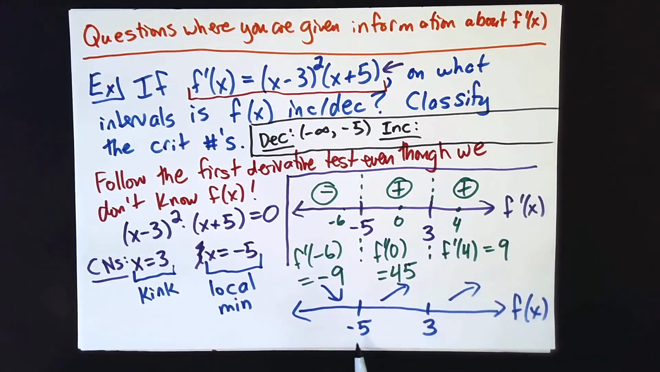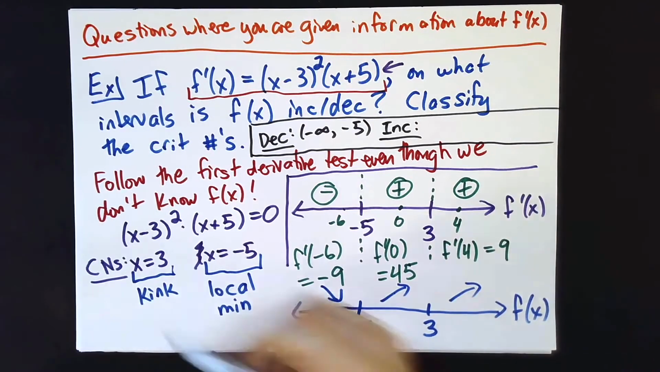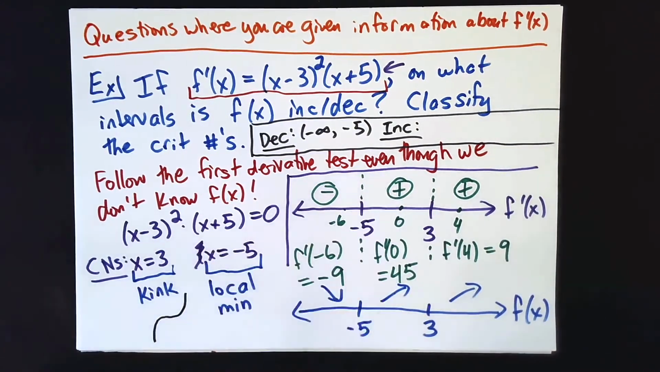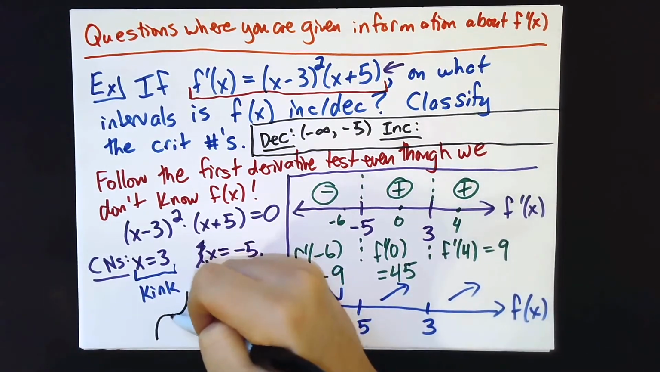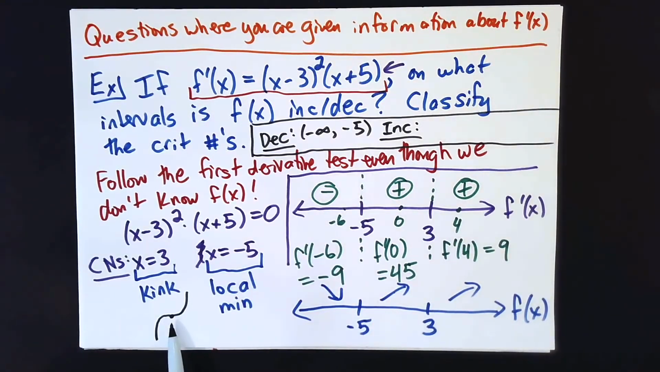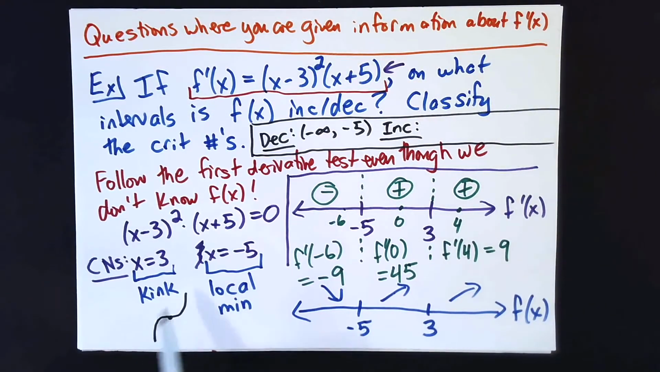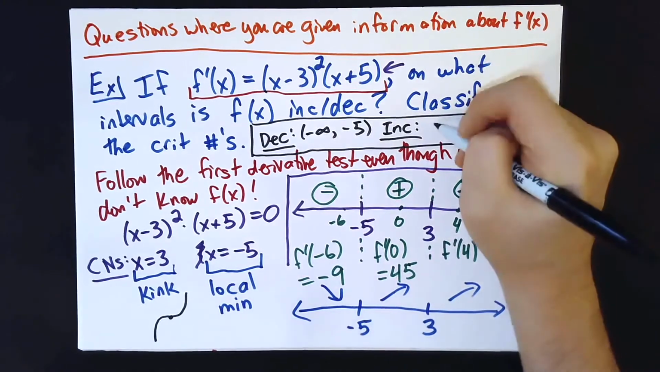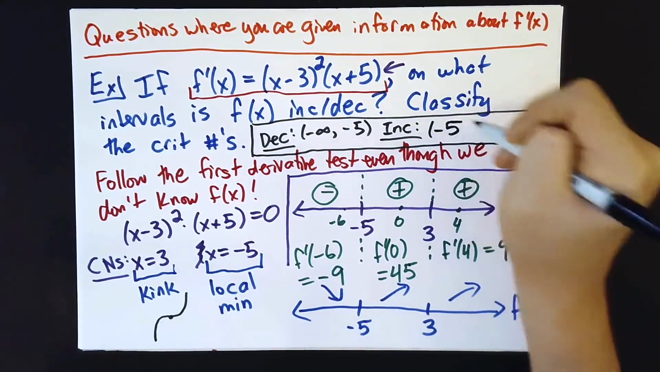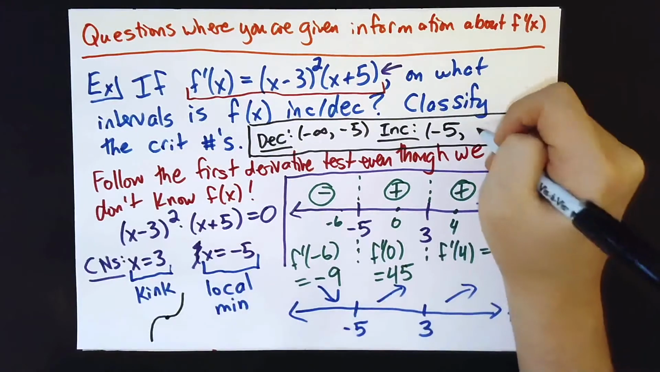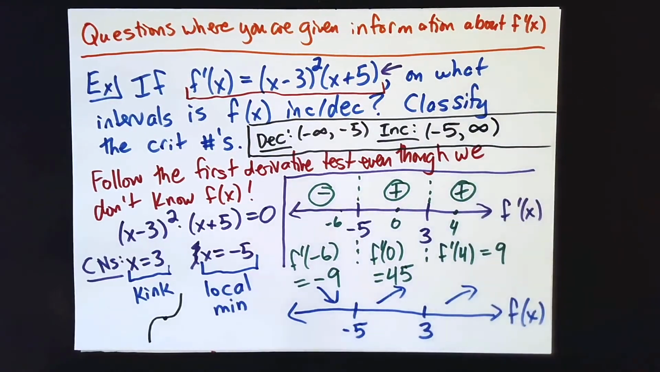But if you remember what the graph of a kink looks like, it looks something like this. And so even though there's this flat tangent line in the middle, this graph's still actually increasing the whole time. So if you want, and this is what I would do, you can actually write that this function's increasing from minus 5 to infinity, and that will work.